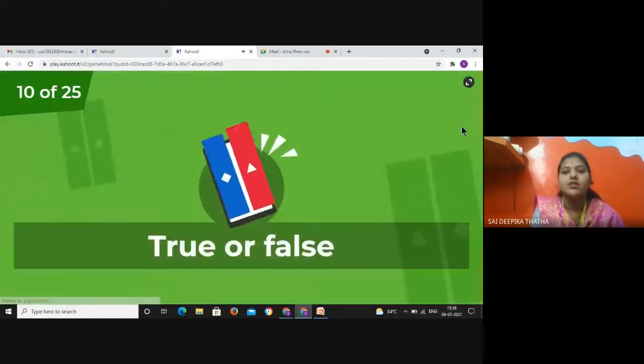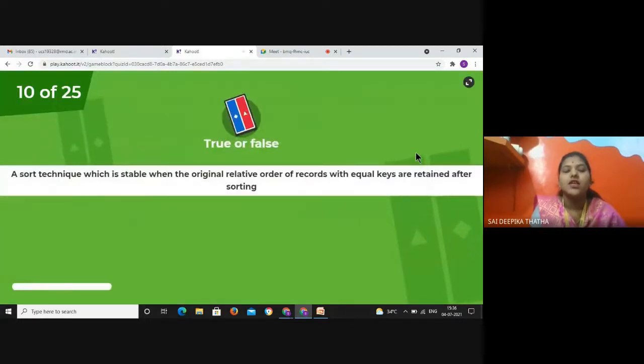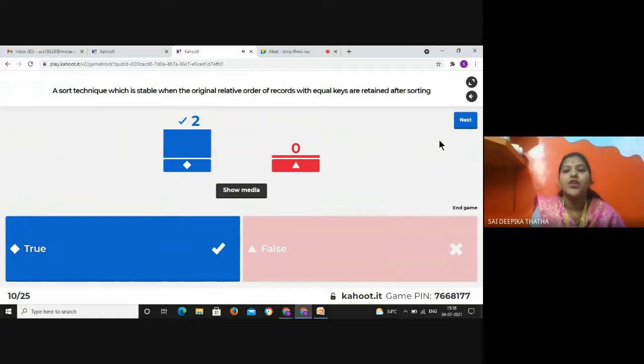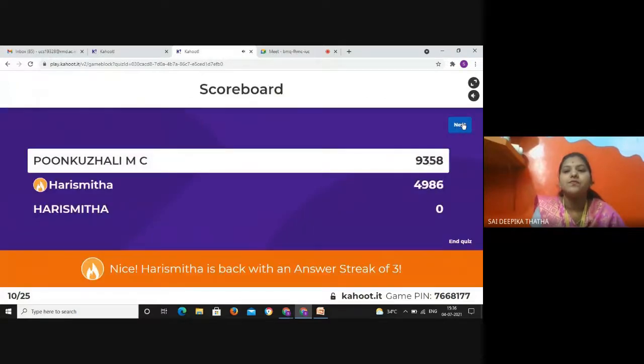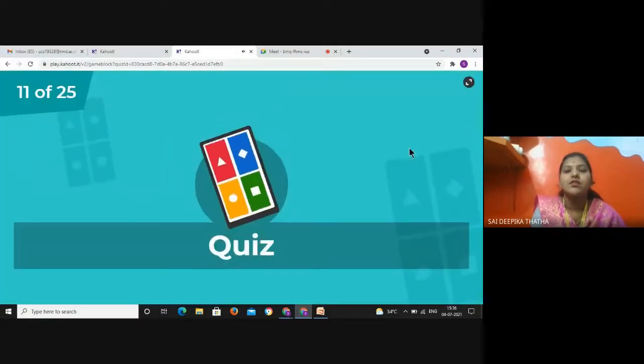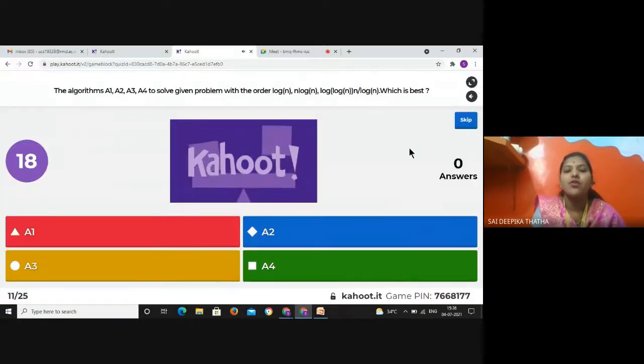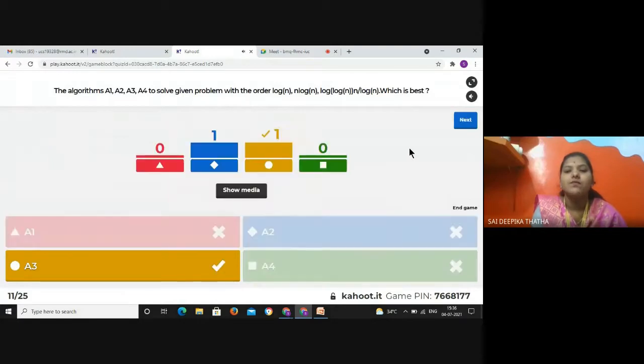Next question. It's true or false. A sort technique is stable when the original relative order of records with equal keys are retained after sorting. Either true or false. It's going to be true. Next question. The algorithms to solve given problem with order sum given, which is best, you need to tell whether A1, A2, A3 or A4. Good. A3 is correct.